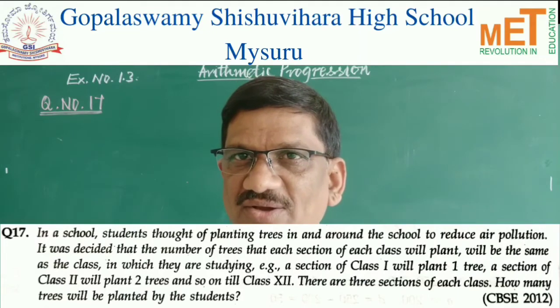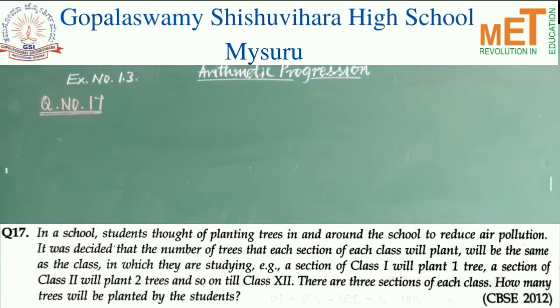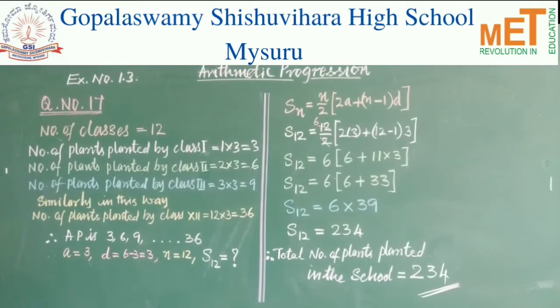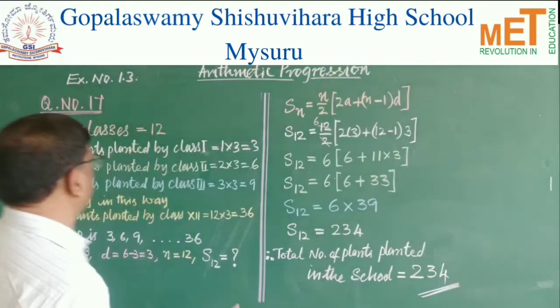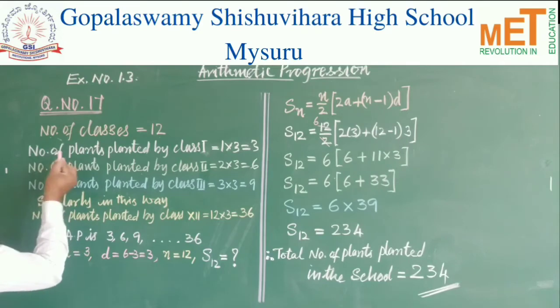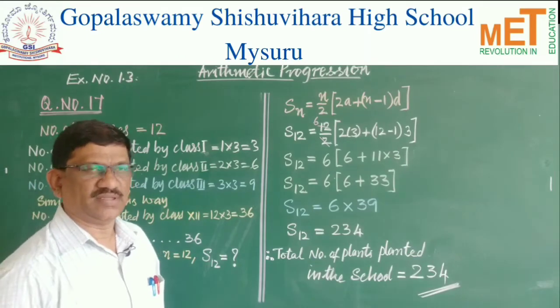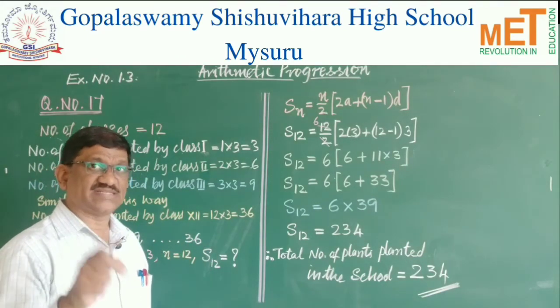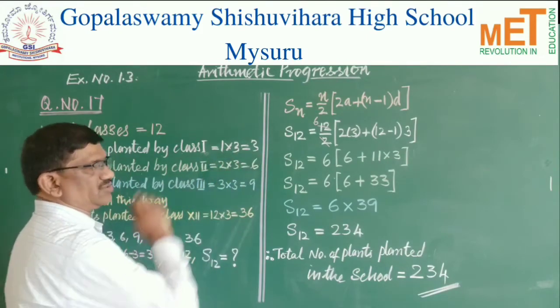Okay, let us see now how to solve this. Children, see here, how many classes are there? There are 12 classes, right from first standard to 12th standard. Therefore, the number of classes is 12. Next, the number of plants planted by class 1. There are 3 sections, each class is having 3 sections. So, class 1 into 3 is equal to 3.